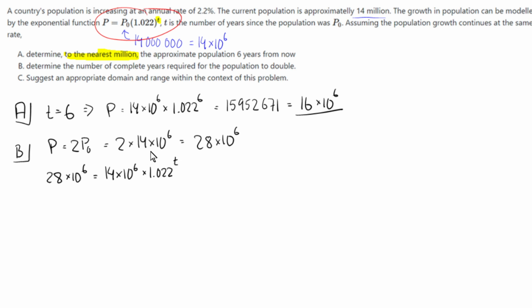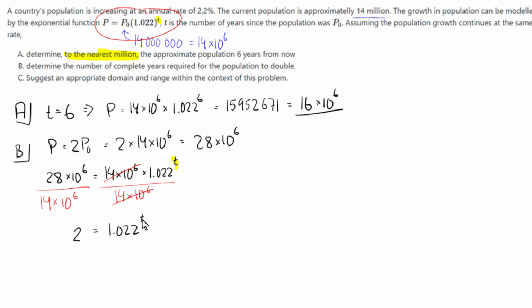So the first step, once we have this put together, in solving this and finding t would be to divide both sides by 14 million. So on the right hand side, 14 million divided by 14 million just cancels. On the left hand side, 28 million divided by 14 million is 2. So we're left with 2 equals 1.022 to the power of t.